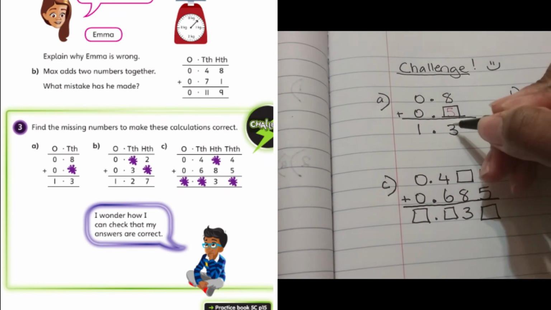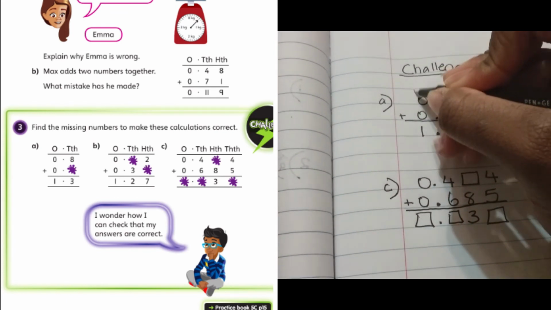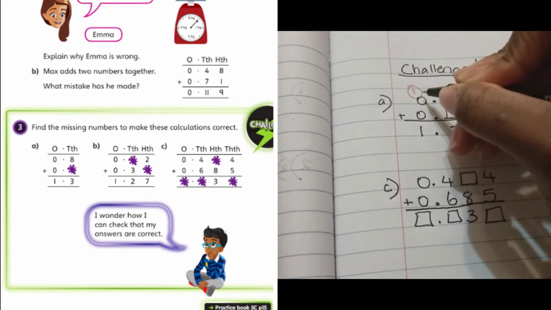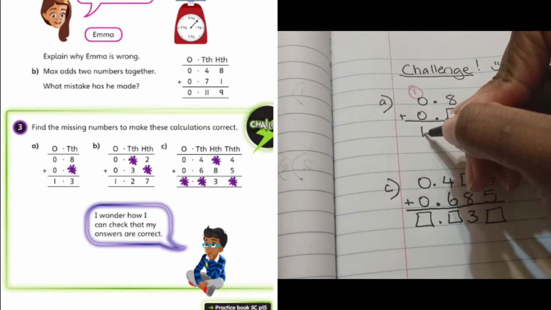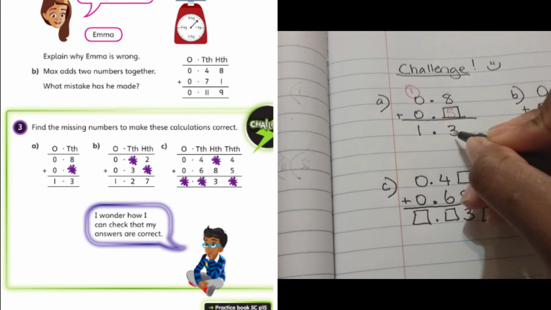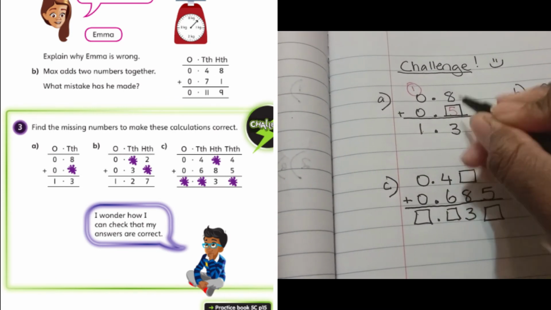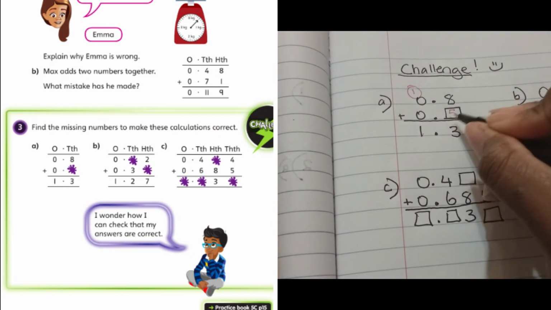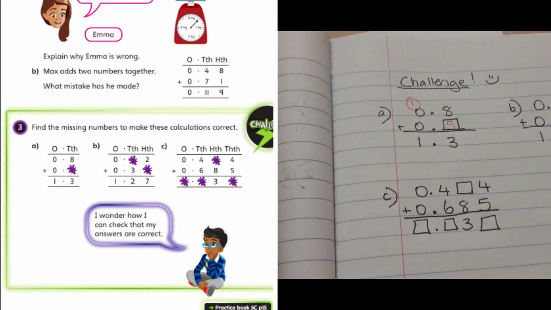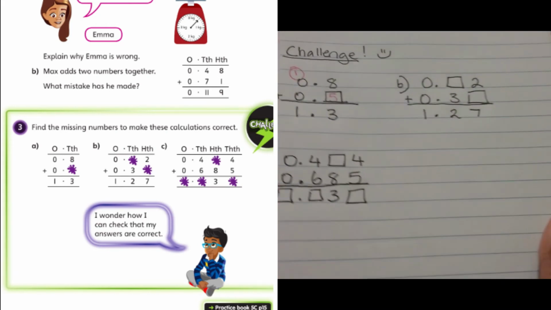Since this wasn't just a 3, it was 13, that means 1 got carried over here. So 1 plus 0 equals 1, which makes this answer correct. So by working out from the ones place, I was able to figure out that missing number. The next one's a little more challenging.